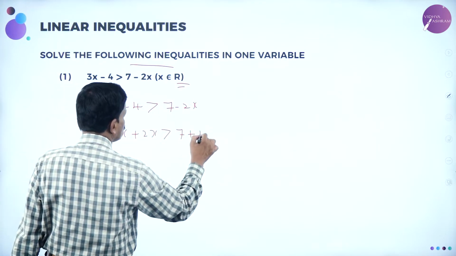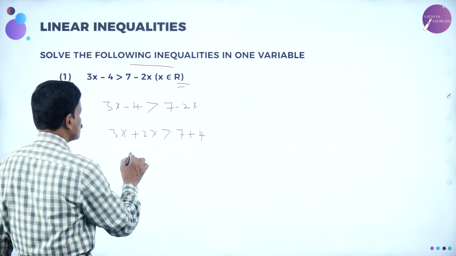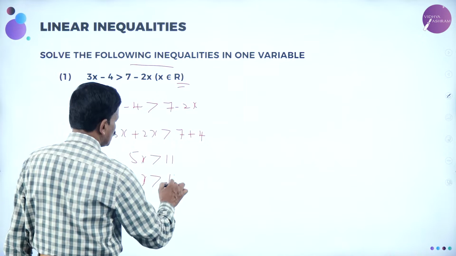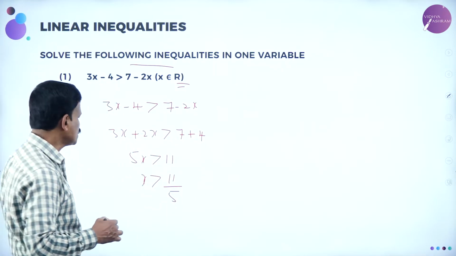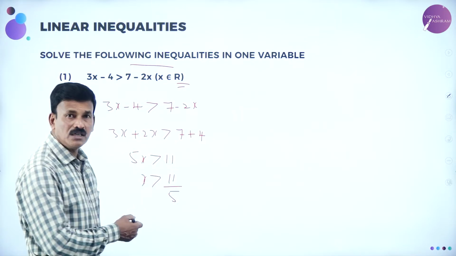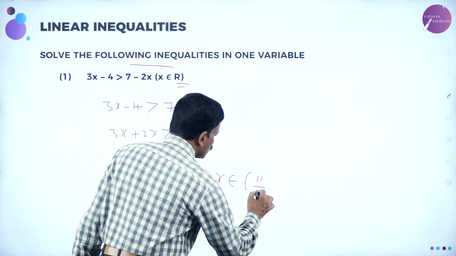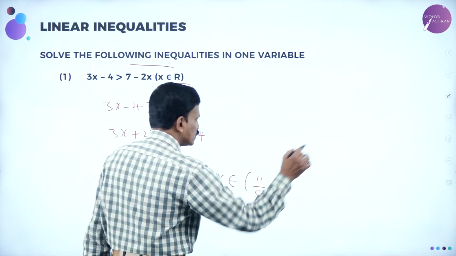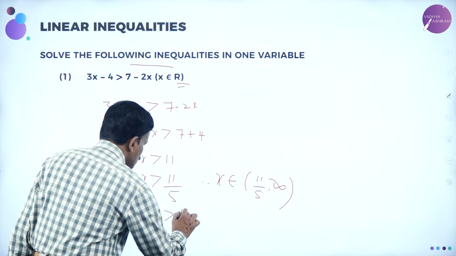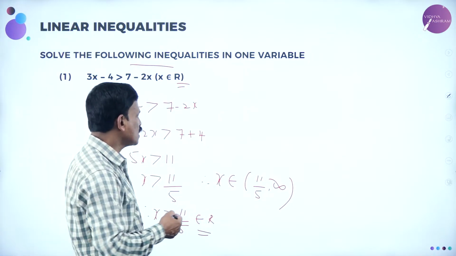This can also be written, after transferring, as 3x plus 2x is greater than 7, and minus 4 becomes plus 4. So 3x plus 2x is greater than 7 plus 4. So 3 plus 2 is 5x, which is greater than 7 plus 4, which is 11. So that means x is greater than, dividing by 5, 11 by 5. That's it. Therefore, the value of x is greater than 11 by 5, so we can write x belongs to 11 by 5 to infinity.